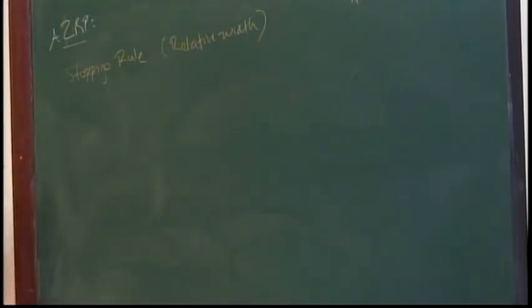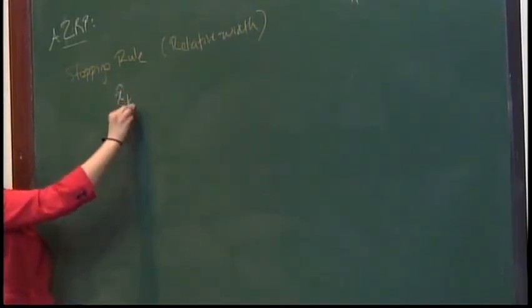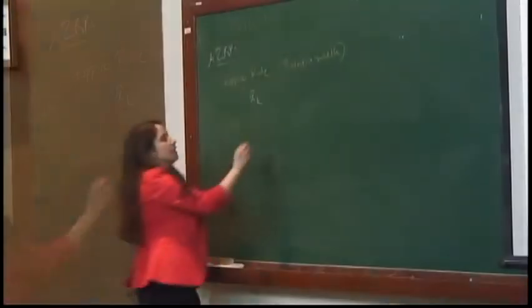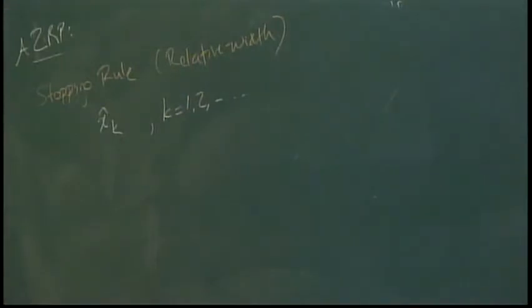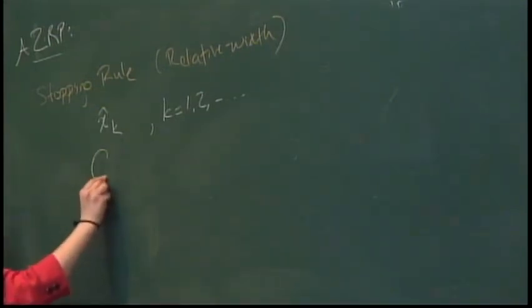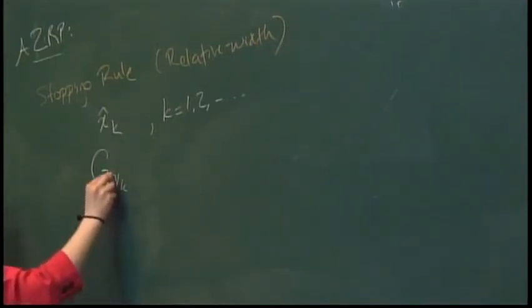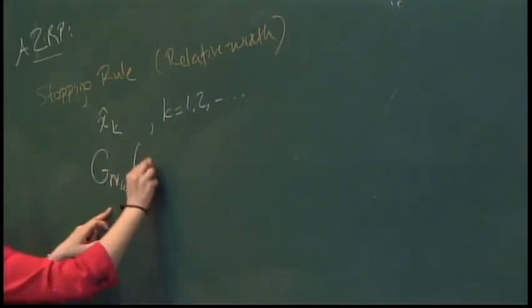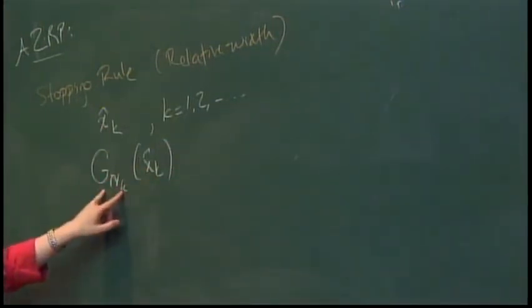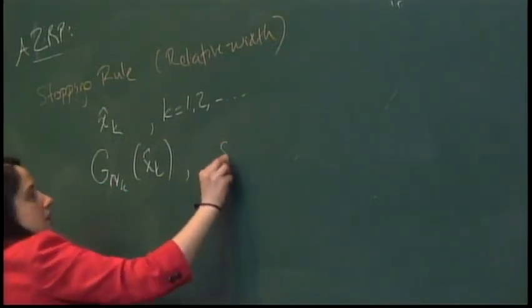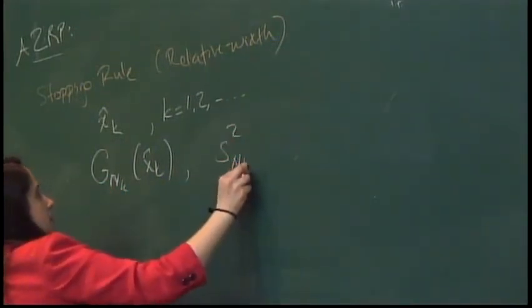Basically, it gets these candidate solutions at iteration k. So I'm going to generate x1, x2, x3, or x hat 1, x hat 2, x hat 3. At each iteration, I'm going to generate a gap estimate using sample size nk of this solution x at k, all right? And I'm going to generate a sample variance estimator.